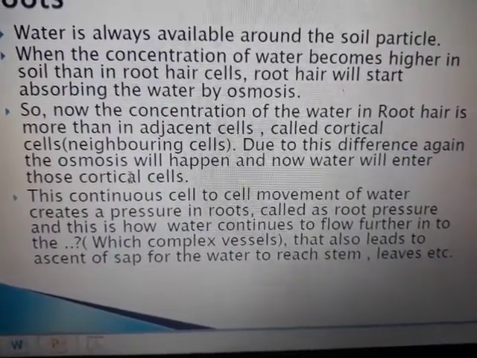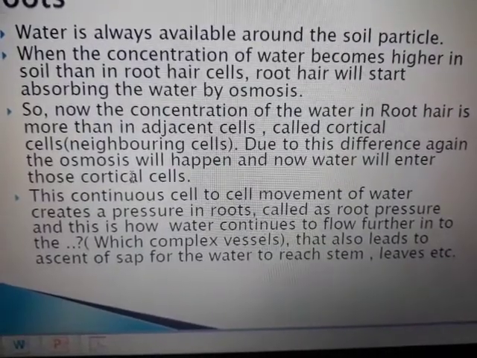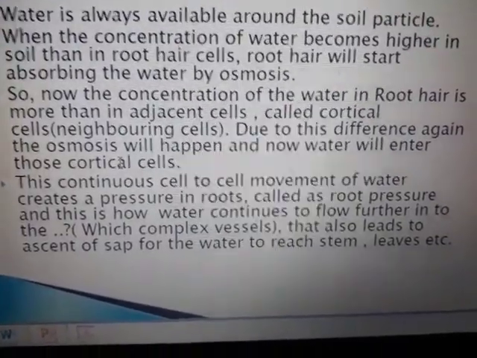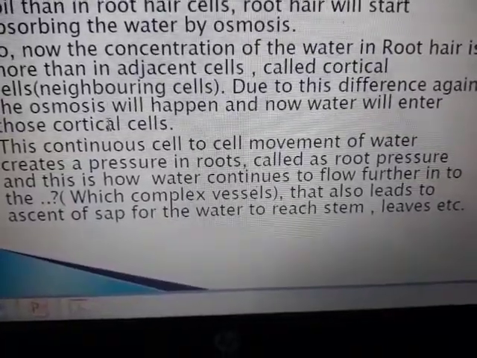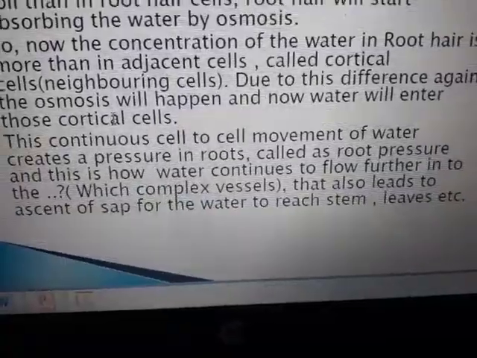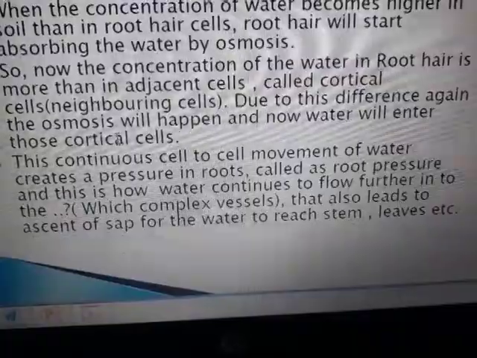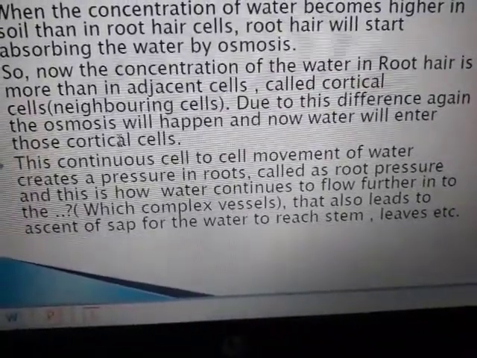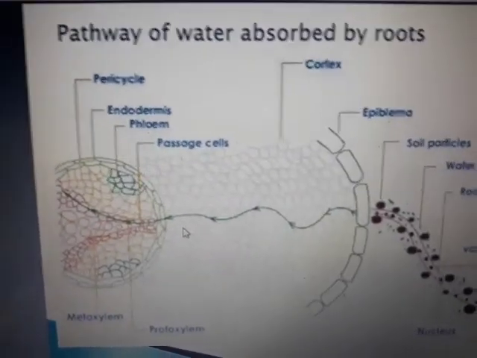They are called cortical cells. So now there is so much water around them. Osmosis will again happen and water will again move towards the next cells. This continuously happens and a root pressure is developed because of the movement of the water molecules. Okay, it is called root pressure. Now xylem will further transport it towards the other parts of the plant. And there is also this ascent of sap that we read. So furthermore, ascent of sap is also helping to transport the water to the other parts. So this is the pathway of water absorbed by the roots.